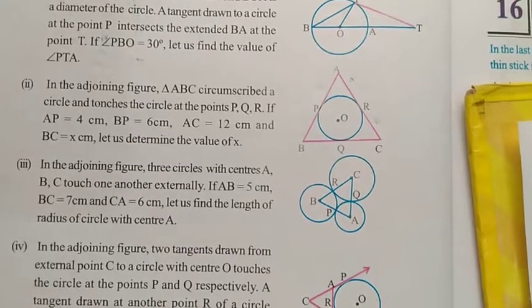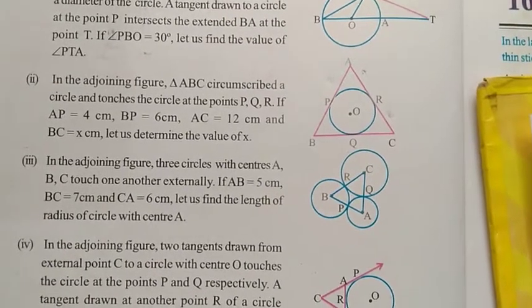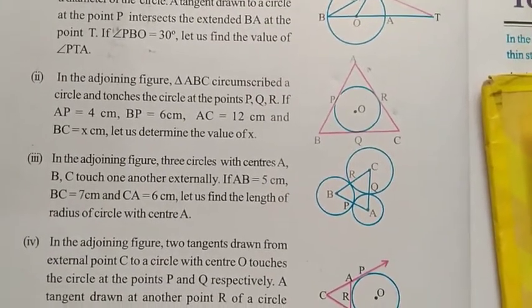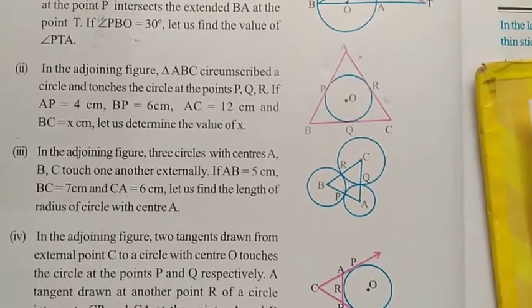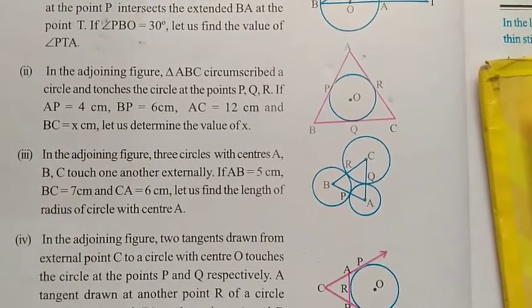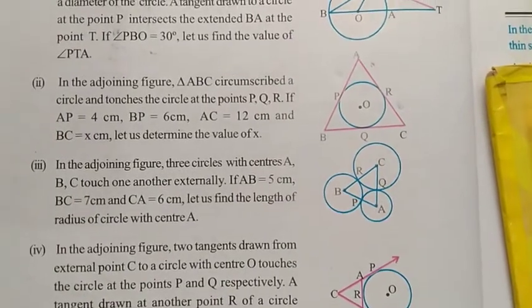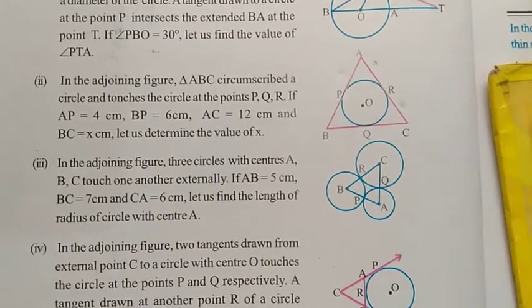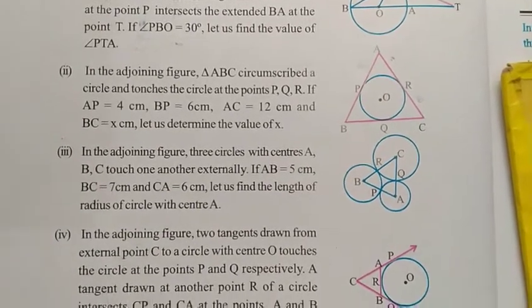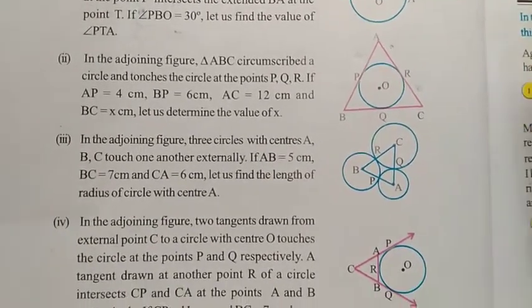This is sum number 2. In the adjoining figure, triangle ABC circumscribes a circle and touches the circle at the points P, Q, R. If AP equals 4 cm, BP equals 6 cm and AC equals 12 cm and BC equals x centimeters, let us determine the value of x. So here we have to find the value of x.